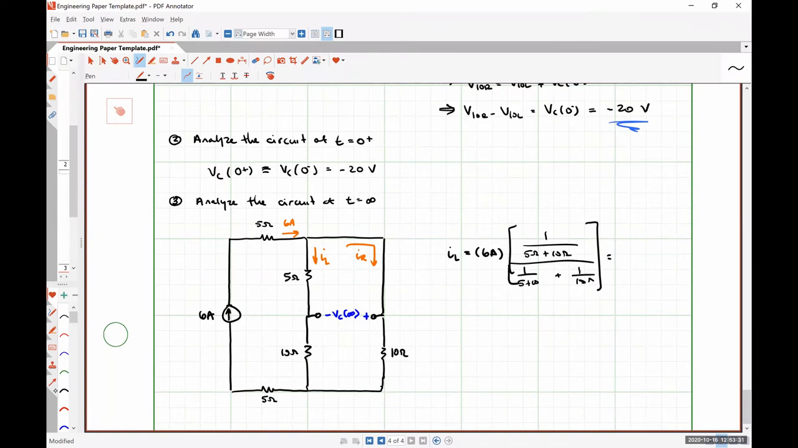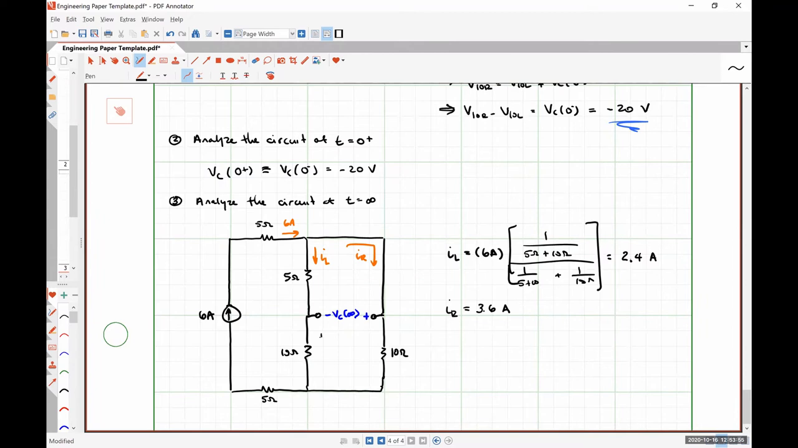Which is 2.4 amps is what I got. Did anybody else get that same number? All right, getting some thumbs up here. So from that, IR is what? 3.6, just using Kirchhoff's current law at that top node.